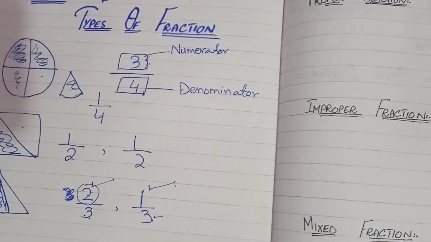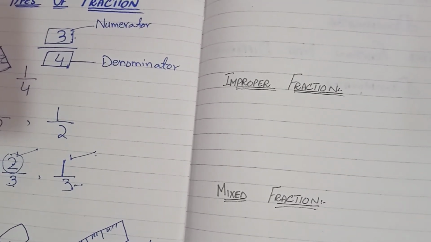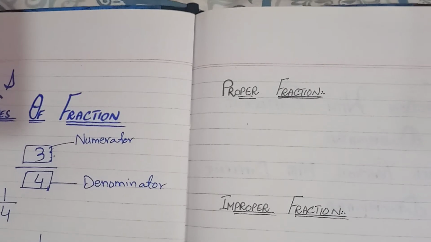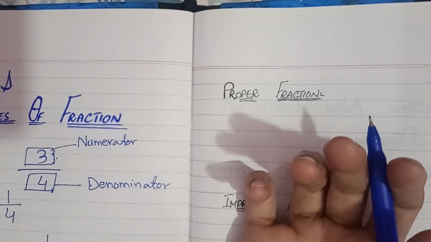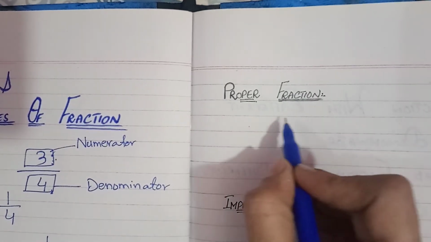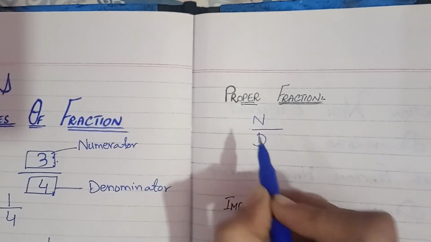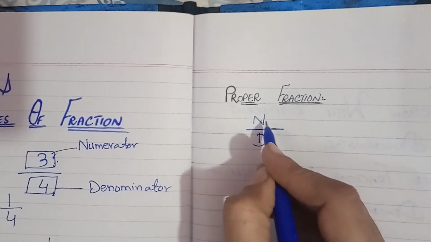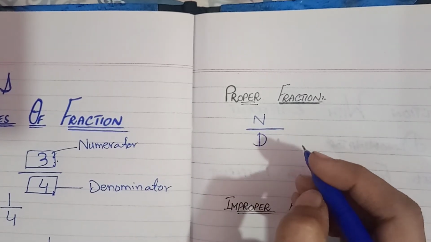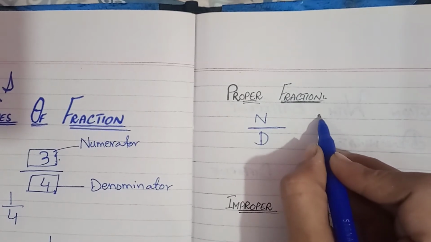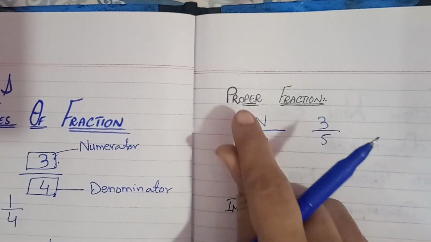Now how many types of fractions are there? There are 3 types: proper fraction, improper fraction, and mixed fraction. Let me explain what they are. As you know, fractions consist of a numerator and a denominator. The upward number is called the numerator and the downward number is the denominator. If the numerator is smaller than the denominator, it is called a proper fraction.